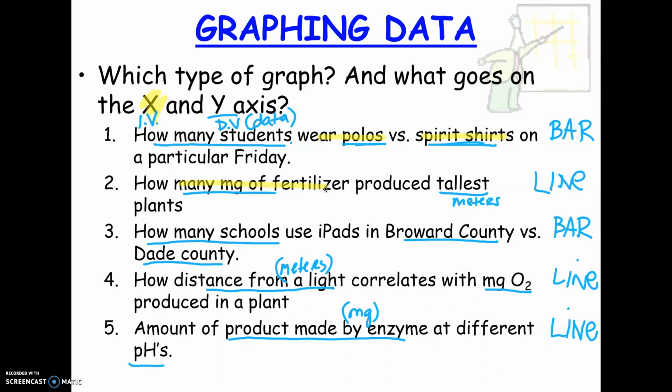The number of schools using iPads, Broward versus Dade. So we already know the counties, Broward and Dade. That's our x-axis. Our data is going to be the number of schools we're going to go count.